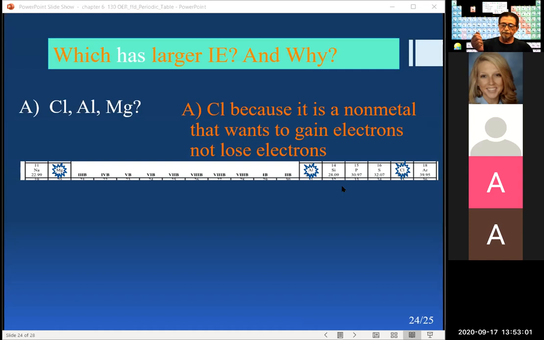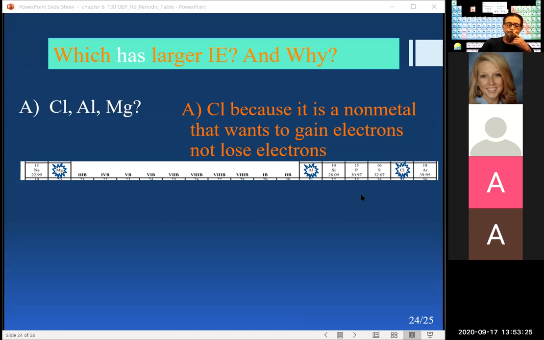Does that make sense? Because the nonmetals want to gain electrons, and you'll find that the nonmetals happen to have more protons and more electrons, and therefore hold on to the electrons much tighter, especially compared to the metals themselves. Okay? Does that answer your question? Yes, it does. Thank you.